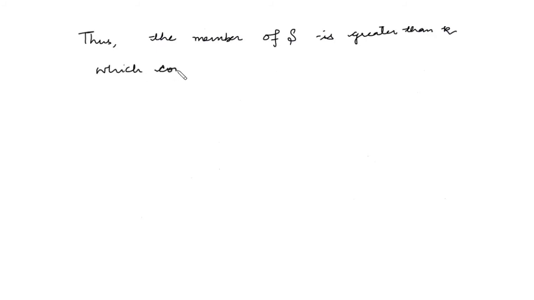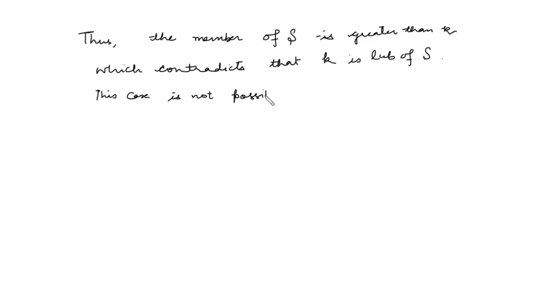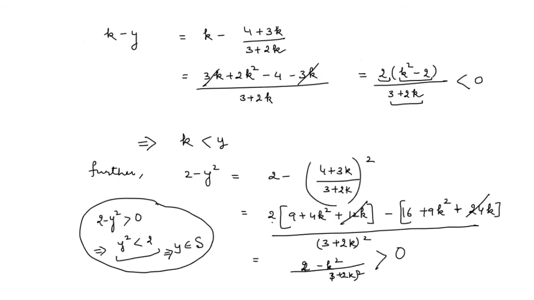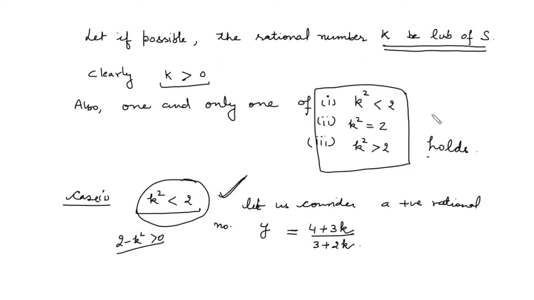Thus, the member of S is greater than k, which contradicts that k is the least upper bound of S. So that means this case is not possible, right? Which case? k square less than 2. This is not possible.